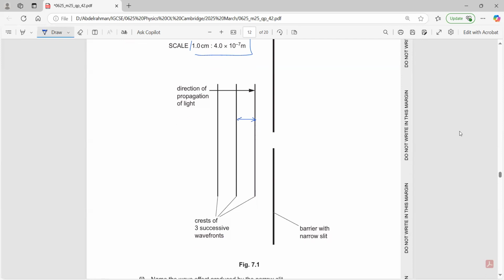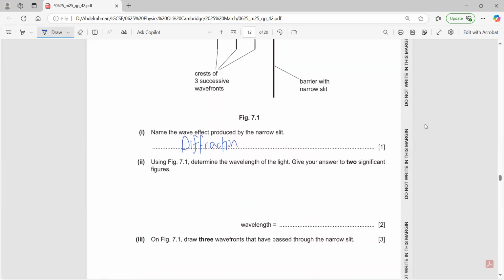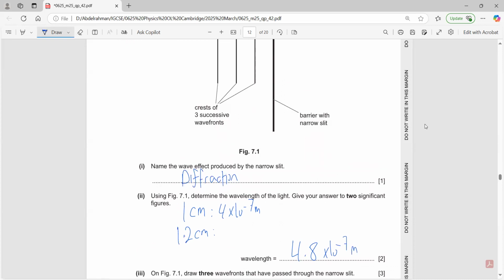For example, when I printed out this paper and measured it, it was around 1.2 centimeters. Again, it could differ for you, it could differ in the marking scheme. So if we have the scale of 1 centimeter to 4 times 10 to the negative 7 meters, for me, it was 1.2 centimeters. I will just cross multiply, giving me a length of 4.8 times 10 to the negative 7 meters. Again, you could measure it slightly different.